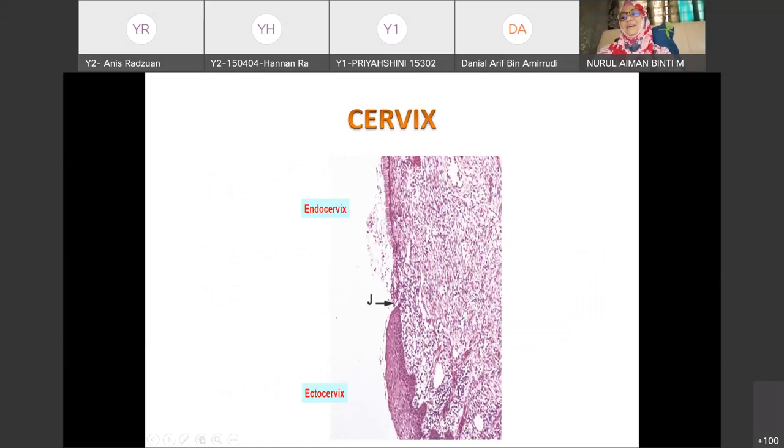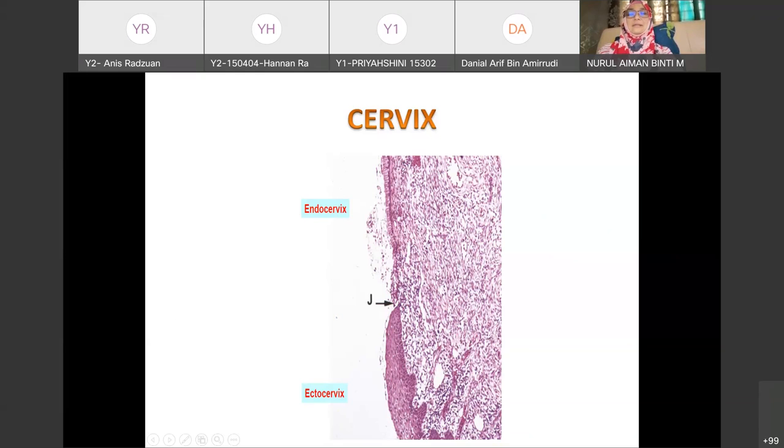Once you enter the clinical, yes, you have to feel the donut-like appearance of the cervix. This is actually the junctional zone. This is the endocervix, which is lined by simple columnar epithelium. Then this is the ectocervix, which is lined by stratified squamous, non-keratinized. Don't say non-ciliated. Memang tak ada cilia. Stratified squamous, non-keratinized.